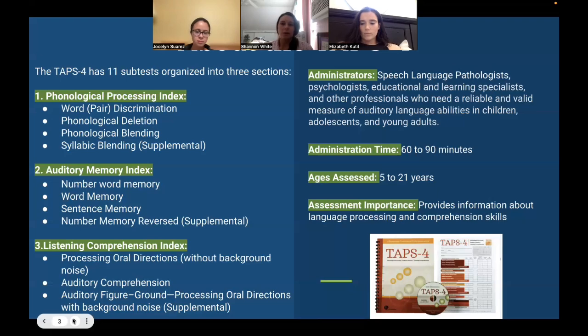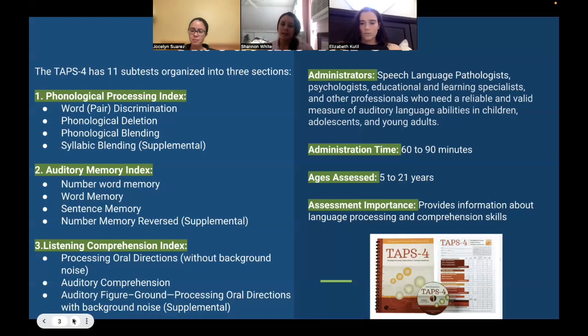And then a little bit about the administration side of the TAPS 4. The administrators include SLPs, psychologists, educational and learning specialists, and other professionals who need a reliable and valid measure of auditory language abilities in children, adolescents, and young adults. The administration time for this test is typically between 60 to 90 minutes long, and it assesses children ages 5 to 21 years old. So it's designed for school-age children.